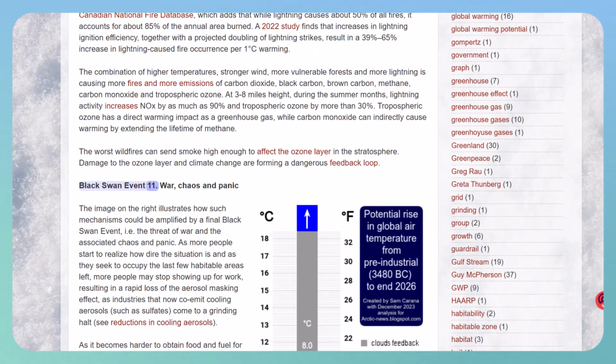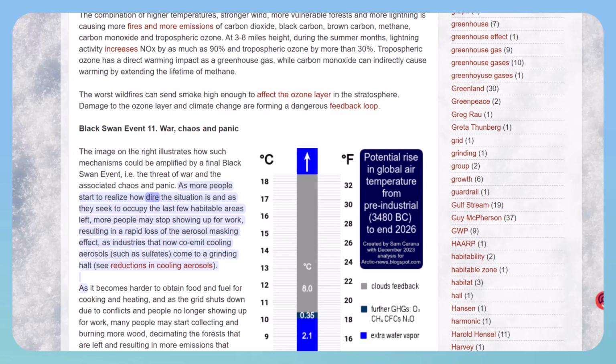Black Swan Event 11. War, chaos, and panic. From the extinction page, the image on the right illustrates how such mechanisms could be amplified by a final black swan event, i.e. the threat of war and the associated chaos and panic. As more people start to realize how dire the situation is, and as they seek to occupy the last few habitable areas left, more people may stop showing up for work, resulting in a rapid loss of the aerosol masking effect, as industries that now co-emit cooling aerosols, such as sulfates, come to a grinding halt.